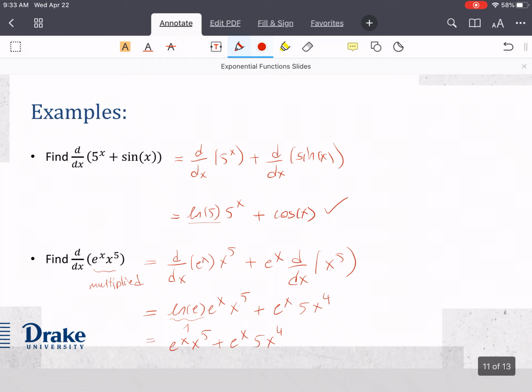If you would like to make this a little bit cleaner, what we can say is you take out the e to the x and then leave it as something like x to the 5th plus 5x to the 4th. That would be a very reasonable answer.